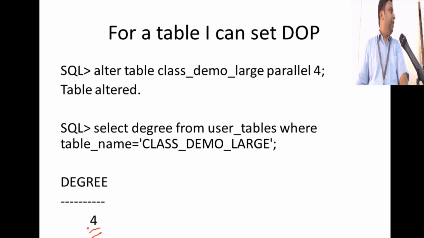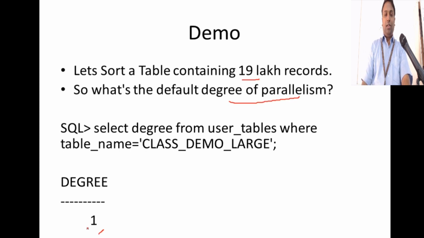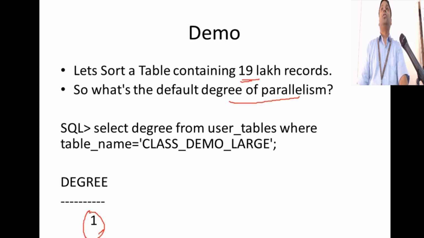So first let me give you a demo here. We'll take this table containing 2 million records. We'll have the degree of parallelism set to 1, so it's just going to have one process working on it. And we are going to sort that and see what it is that we achieve.